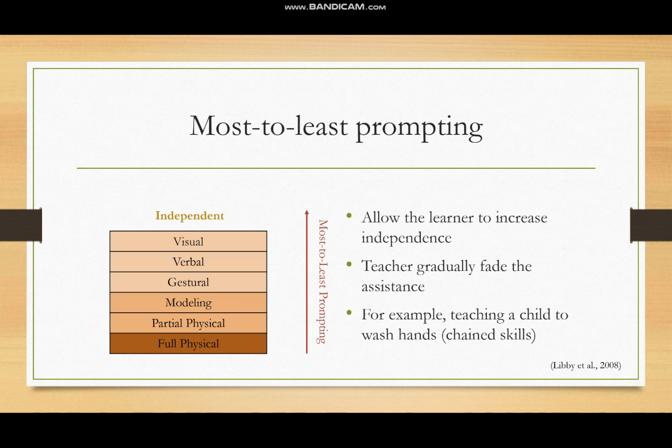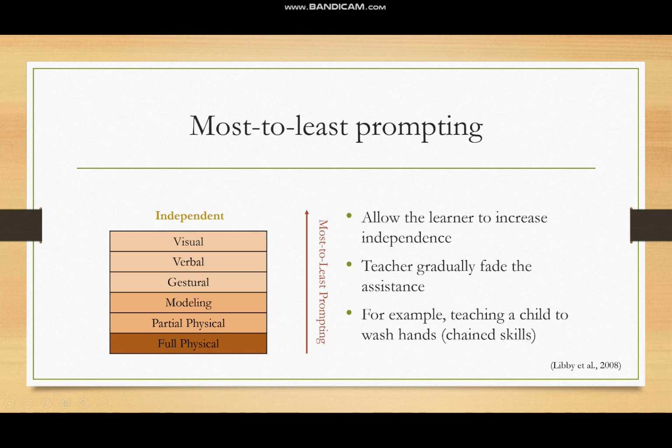Now we're going to talk about most to least prompting. This type of prompting allows the learner to increase his independence by gradually removing the assistance. For example, I will use the same example of teaching hand washing. The teacher will start by washing her hands with the child's hands in the sink, which is a hand-over-hand technique, full physical prompt.